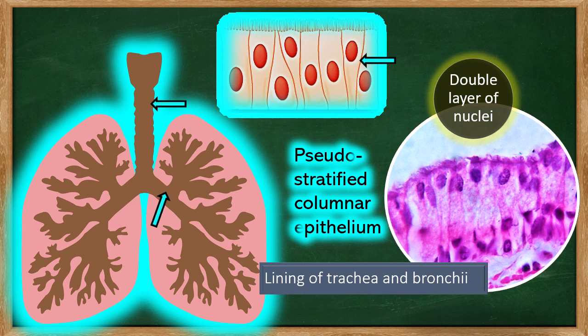The reality is, if you watch carefully, all the cells reach the basement membrane. That means they are all seated on the basement membrane. As a result, it is not really a double layer. It appears like that, hence the name pseudo-stratified, falsely stratified columnar epithelium. Best example will be the tracheobronchial tree of the lung.